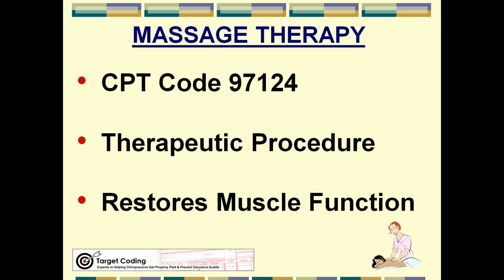Massage therapy is a timed code. In order to bill for 1 unit of massage therapy, you need to perform the massage anywhere from a minimum of 8 minutes up to 22 minutes. If you're going to bill for 2 units of massage, then you have to provide 23 to 37 minutes of the procedure. 38 to 52 minutes is 3 units. 53 to 67 minutes is considered 4 units. So we have a range of minutes that equate to certain units. Please be aware of that.